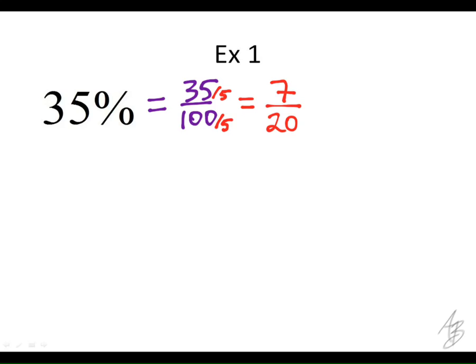Can I reduce by 2? No. Can I reduce by 5? No. Neither one of those goes into 7, so I'm done. So 35% is the same thing as 7 over 20.